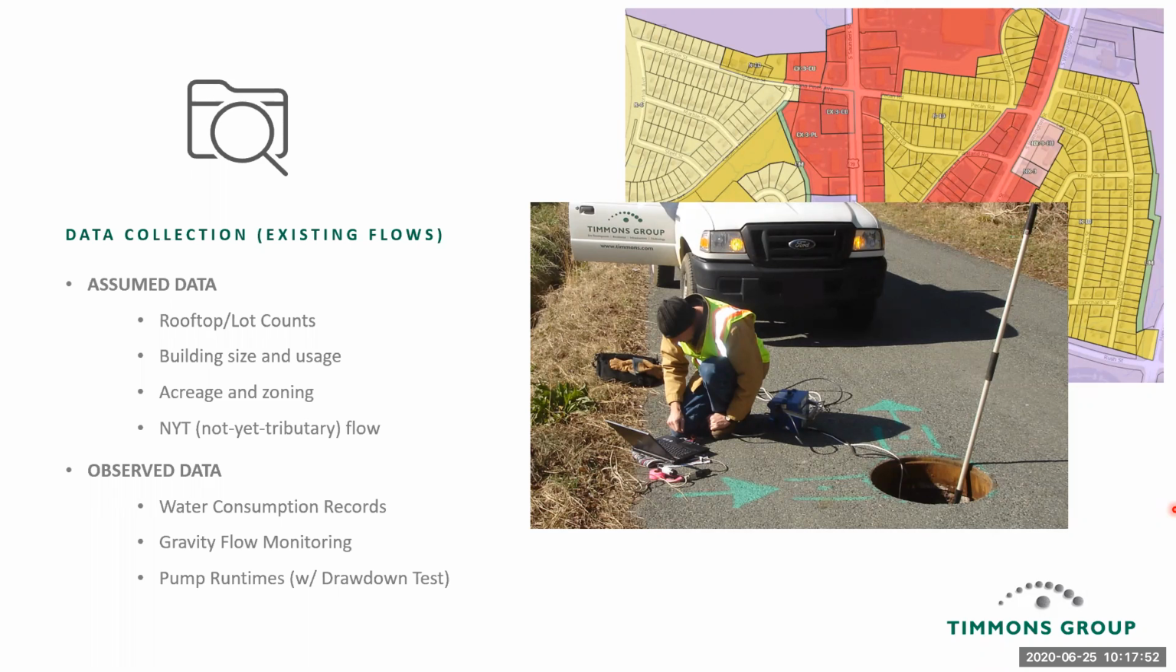And then we also have pump run times, and it's important to note that I always recommend coupling pump run times with a drawdown test. So if we have the ability to monitor the number of minutes in a given day that a pump station operates, and we know, because we've measured it through a drawdown test, exactly what pump rate those pumps are putting out, then we can calculate how many gallons in that day have passed through that station.